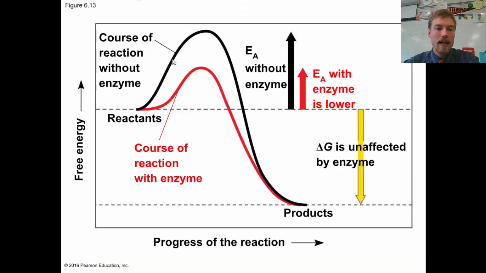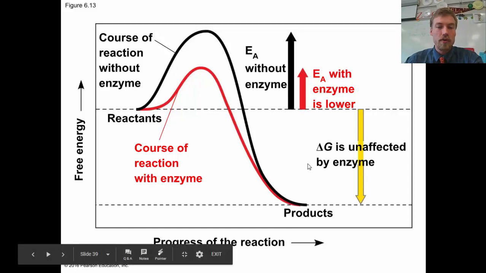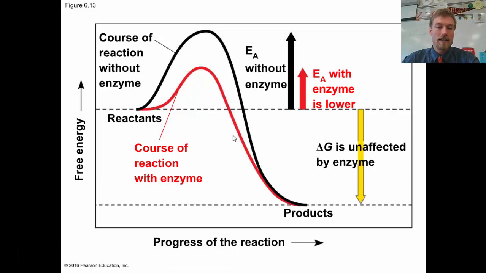We can see the black line is the reaction without the enzyme. The red line is the reaction with the enzyme. Again, we see that the free energy of the reactants and the products is the same, so our delta G is the same, but the activation energy is lower. So what that means is that it takes less of that energy.